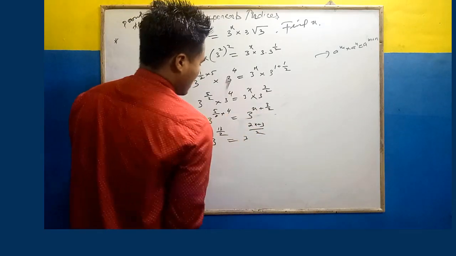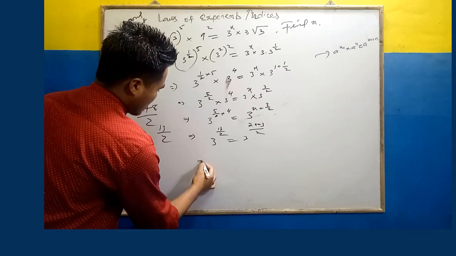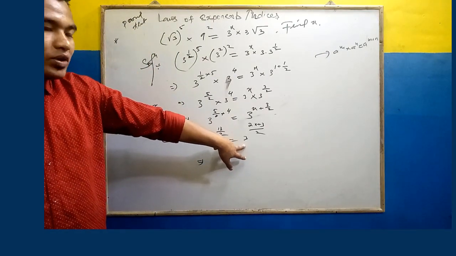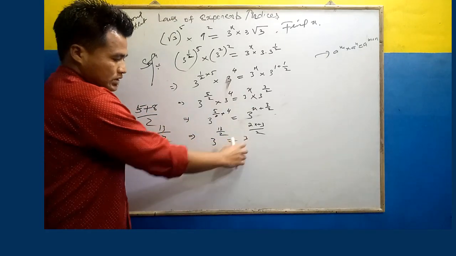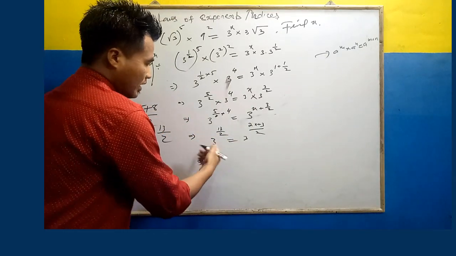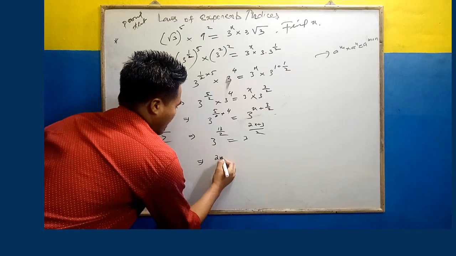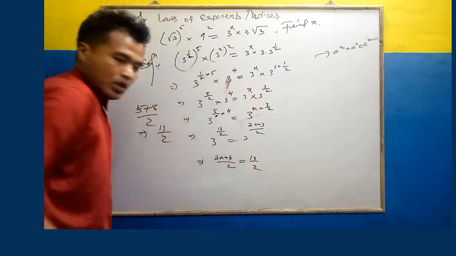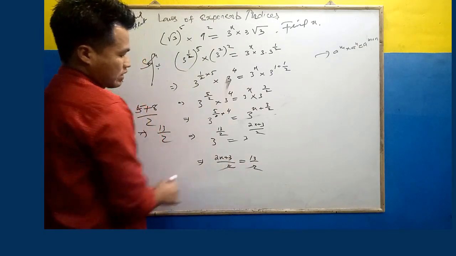2 times 1 is 2, 1 2, 2x plus 3. So this can be written as, okay, here if we consider this one, both the bases are same from both the equations, from left hand side and right hand side, this and this will get cancelled. What is the remaining? The remaining can be written as 2x plus 3 divided by 2, which is equal to 13 by 2. Both the denominators will get cancelled.